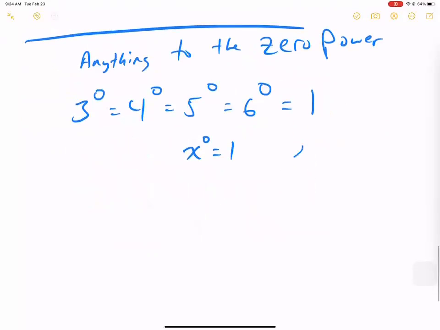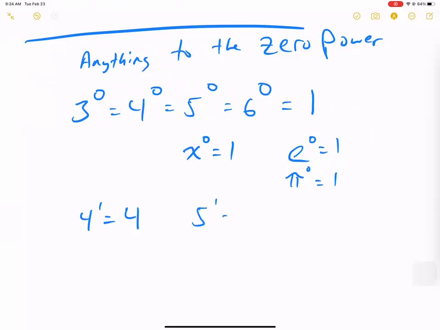Even if you see something like e to the 0 power, that is 1. Pi to the 0 power is 1. Anything to the 0 exponent is equal to 1. Okay. How about this? What if I say 4 to the 1 power? How many 4s do we have? We have exactly 1. So it's just 4.